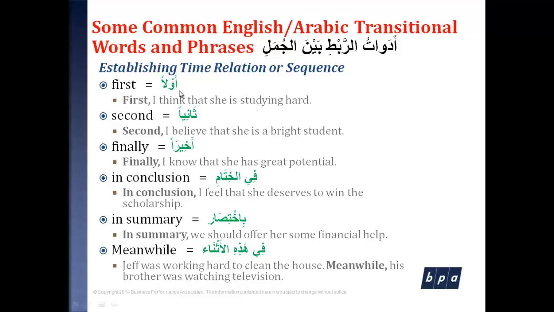First, أولا. Second, ثانيا. Finally, أخيرا. In conclusion, في الختام. In summary, باختصار. Meanwhile, في هذه الأثناء.